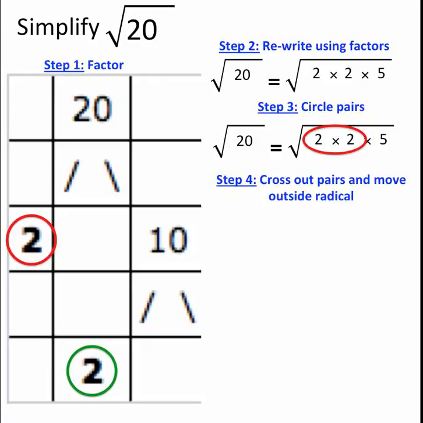My next step is to cross out the pairs and move them outside the radical. So I'm going to cross out those 2's, and I'm going to move it outside the radical.